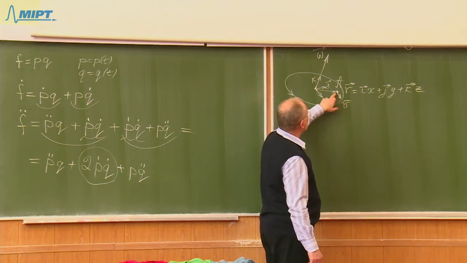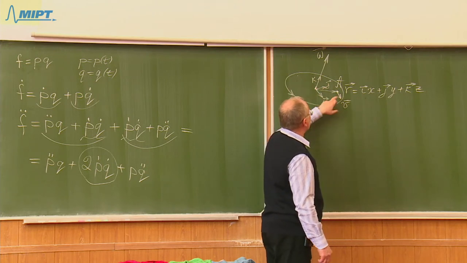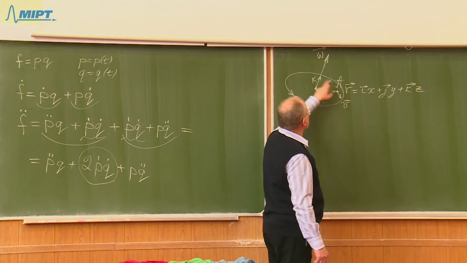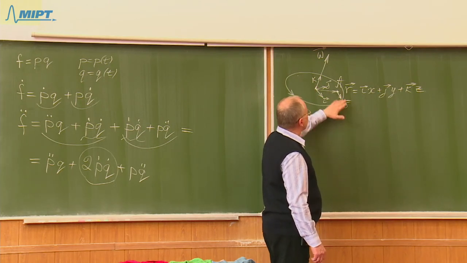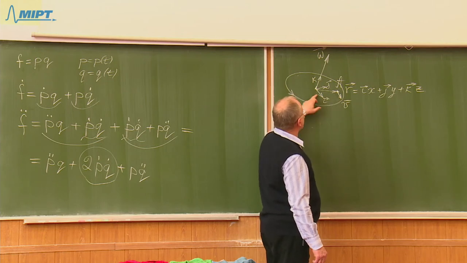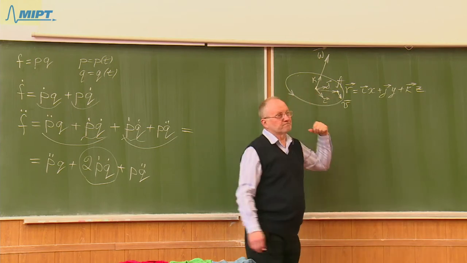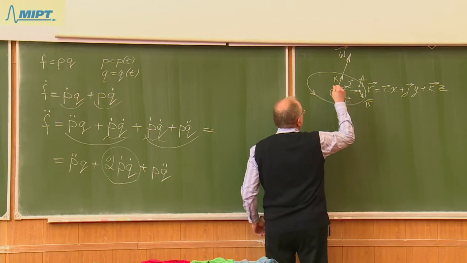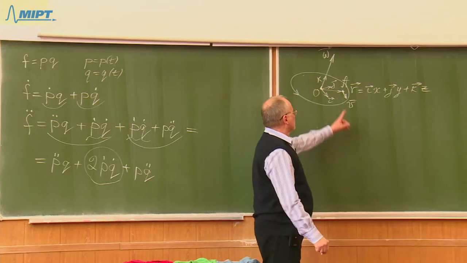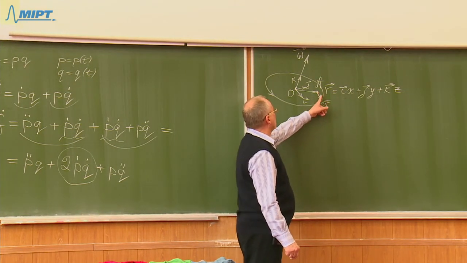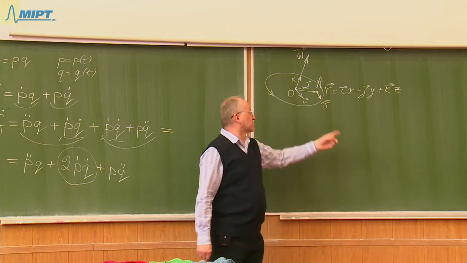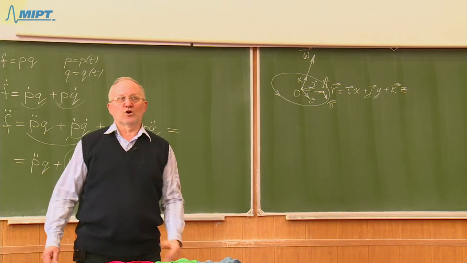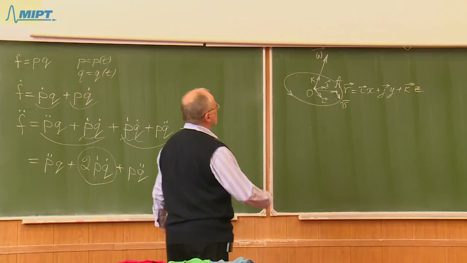So if it doesn't move, it will rotate with the disk. But if it moves with velocity v, then in addition to rotation, it will be somehow displaced with respect to this reference frame ijk. The reference frame ijk will be termed the O reference frame. So this is a bug which can move on the surface of the rotating disk. Such is the statement of the problem. Such is the physical condition which we want to study.